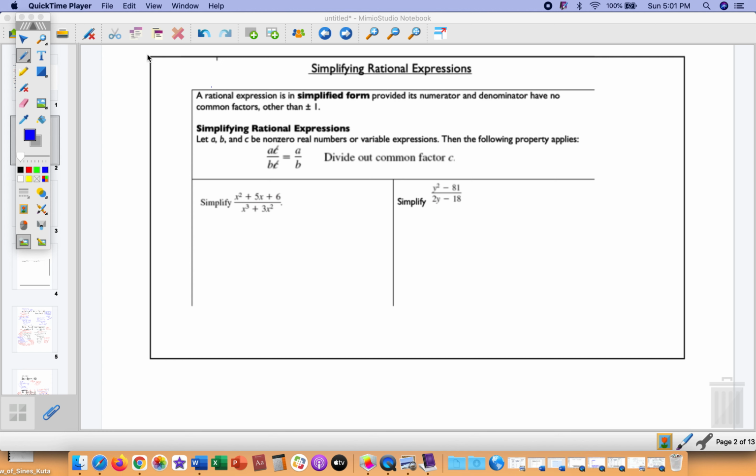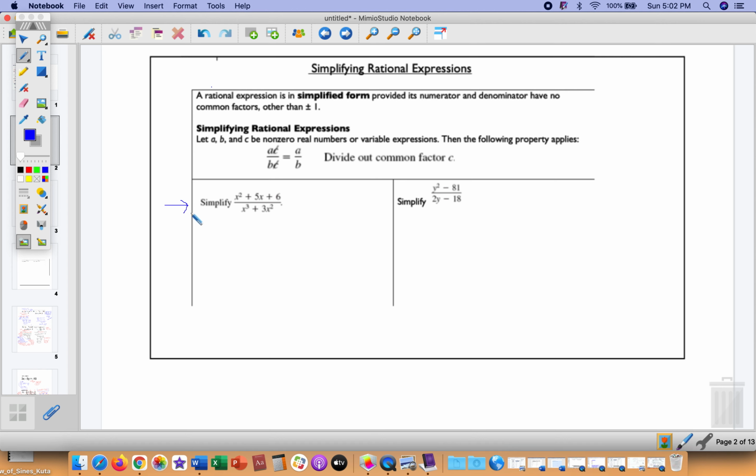Simplifying some rational expressions. When you're looking to simplify, you always want to ask yourself, can you factor and then cross off common factors?